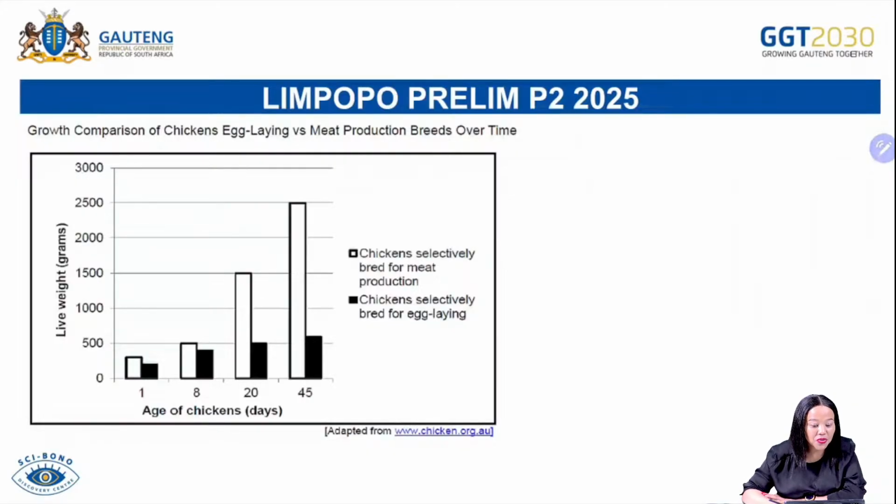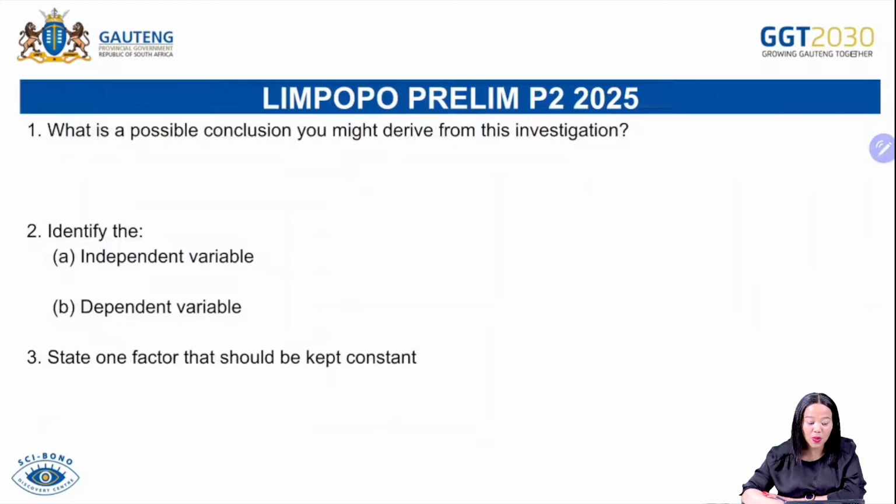The growth comparison of chickens, egg laying versus meat production breeds over time. Now you analyze the graph that you are given. The age of chickens, the live weight of chickens. Now let's go to our questions. I'm also going to give you about 2 minutes to go through this question. What is a possible conclusion you might derive from this investigation? Identify the independent variable, identify the dependent variable. State one factor that should be kept constant. You have about 2 minutes to answer the 3 questions.